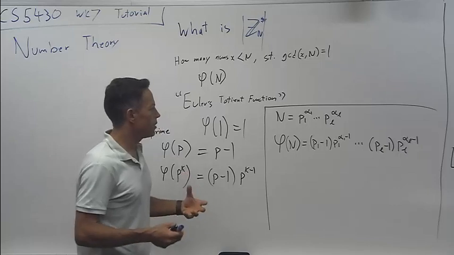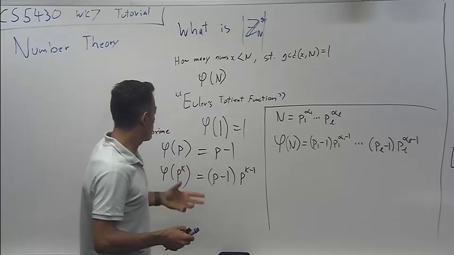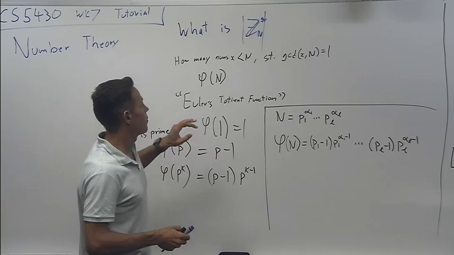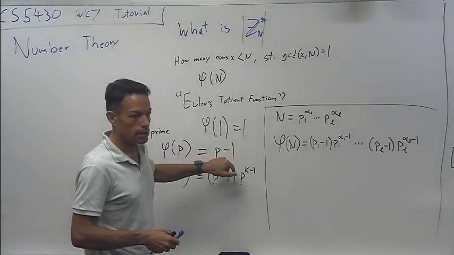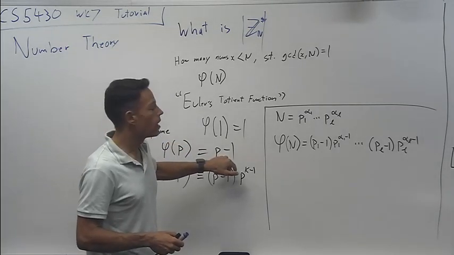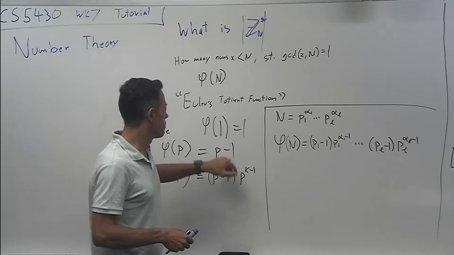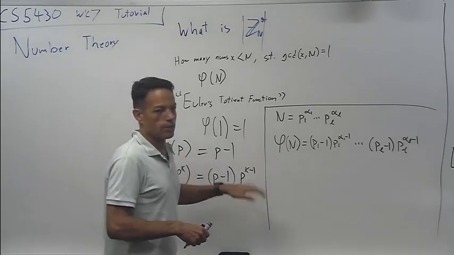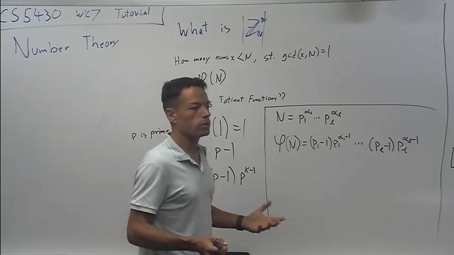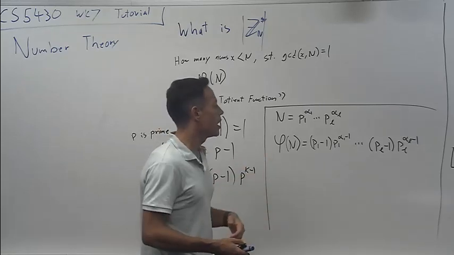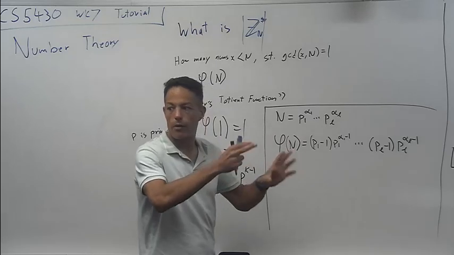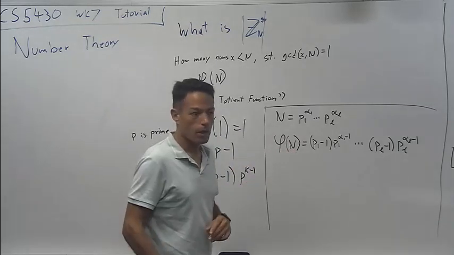But I want you to get used to this idea, first off, that the order of a prime field is 1 less than the value of the prime. This p to the k minus 1 thing is not something that's going to come up very often, but it is true in general, so I showed you for completeness. And the idea that if you're working in prime powers, you just multiply those together.